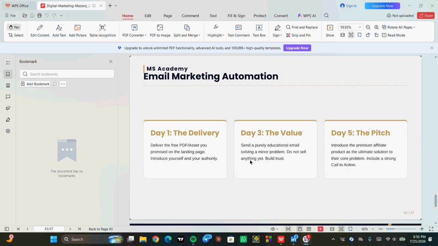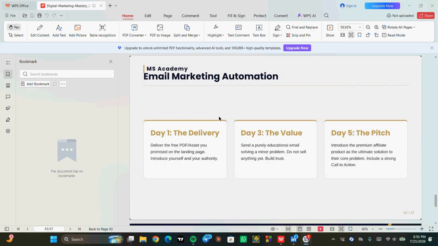And that is the email marketing automation from day one, which is the delivery, to day five, which is the pitch. A step-by-step procedure on how you can use this email marketing automation to get your customers to pay for your product.